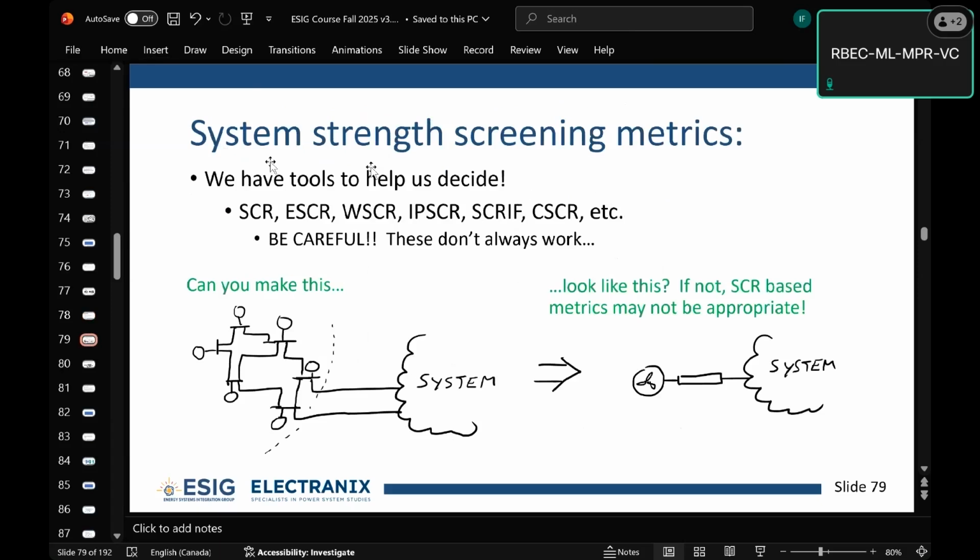Can you make the system on the left look like the system on the right? And if you can't, at least simple SCR metrics are probably not appropriate. We have our engineering judgment and manual review, and actually when we're working with utilities to try and decide whether to do an EMT study, this is a very, very strong tool. A transmission map is a strong tool for deciding whether you need to do a study.